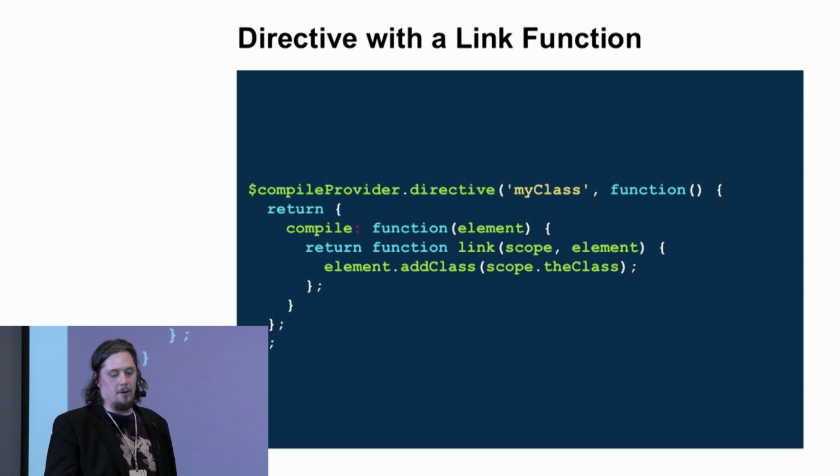And the most low-level way you can define a link function for a directive is to return it from the compile function. You'll probably know that there are other ways of doing the same, but this is what they are all essentially built on, this fact that the compile function returns a link function.